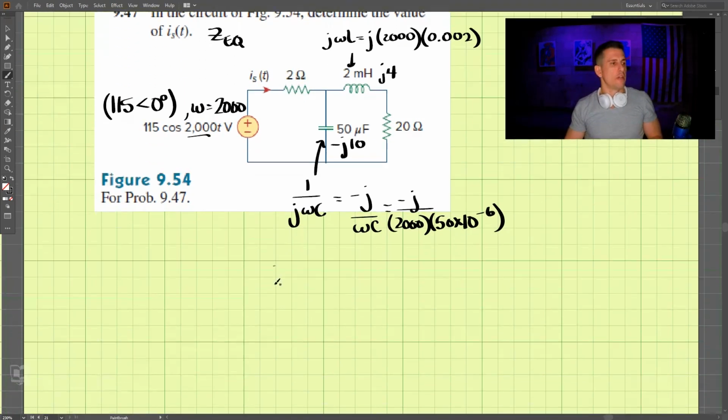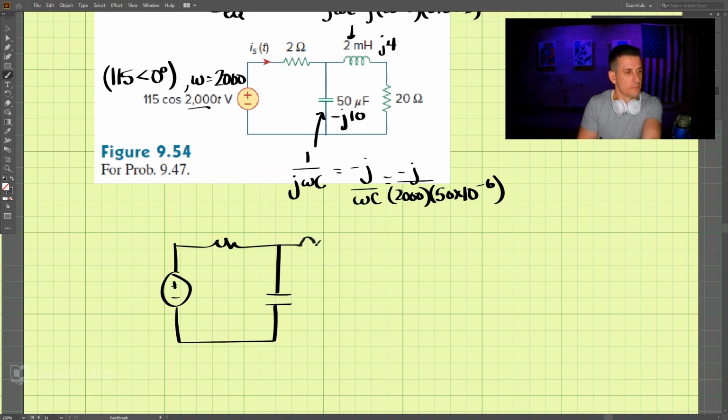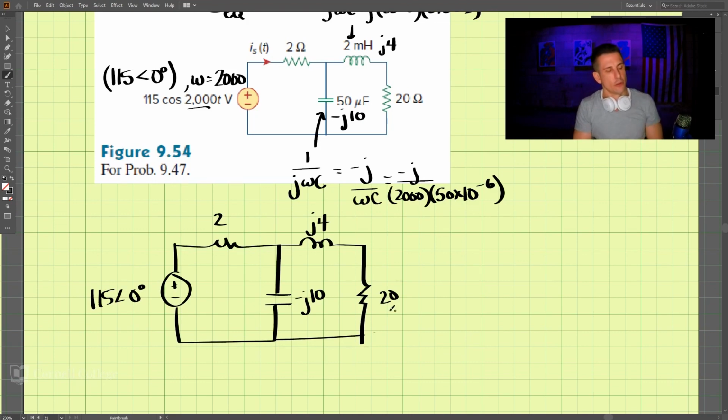Okay. So let's move this to the frequency domain, and I'm going to redraw this circuit. So this is the circuit. So we have 2 and we have 20. This up here is J4, and this over here is negative J10. And this is 115 there. Okay, so we're in the frequency domain, and we want to figure out this current I.